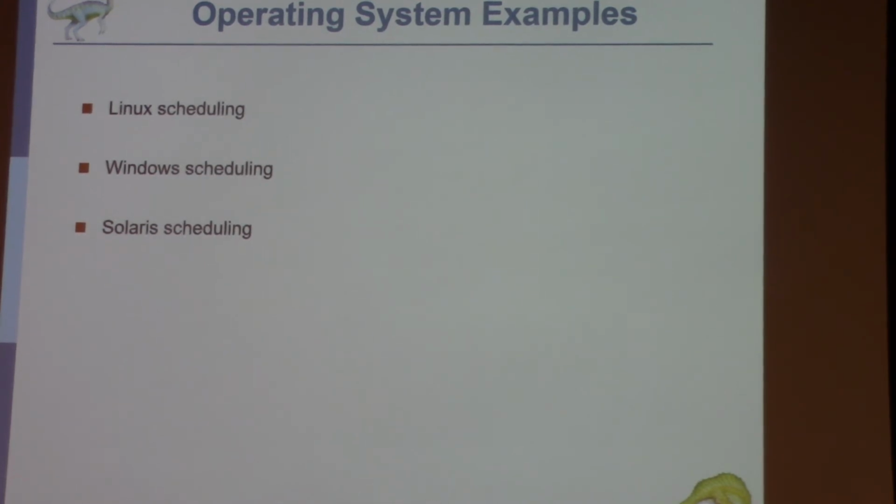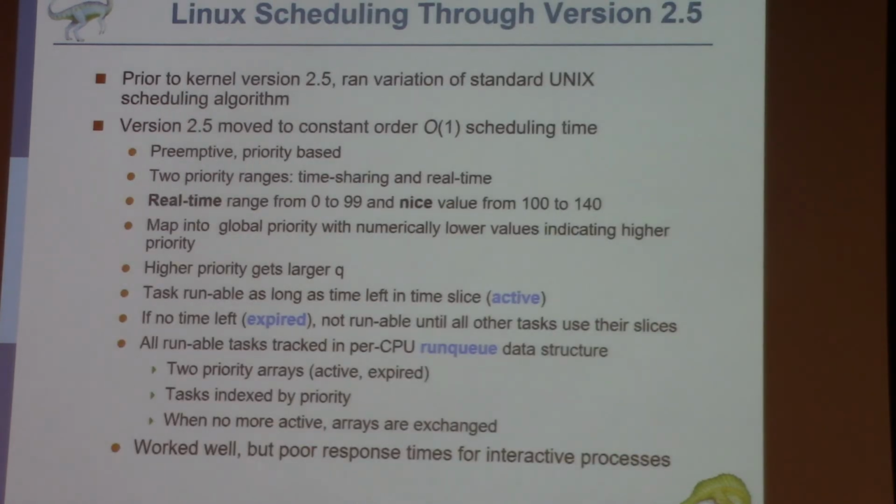What kind of scheduling algorithm is used in the popular ones, Linux and Windows, and Solaris? Solaris was popular in our mid-sized servers, but not a lot nowadays. So, up to version 2.5. What is version 2.5?